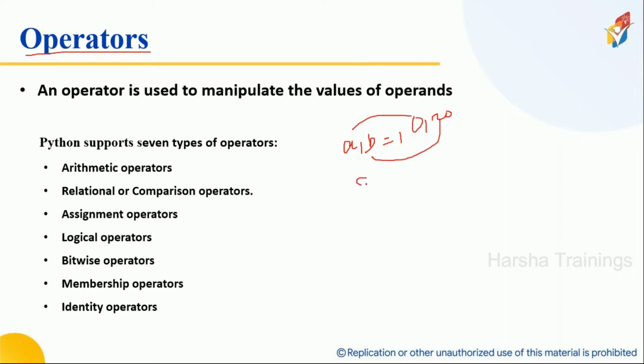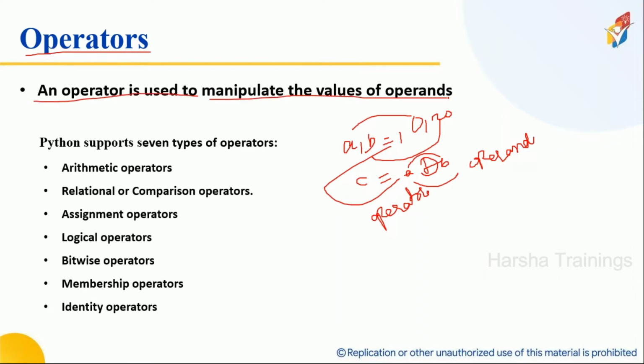Now, I'm taking one more variable, c = a + b. I'm printing the c value. Here, a and b are called operands. It is just a technical terminology. a and b are called operands, and the equal sign and plus we are using as operators. Now, what are the operators doing? Operators are manipulating the values of a and b. An operator is used to manipulate the values of operands.